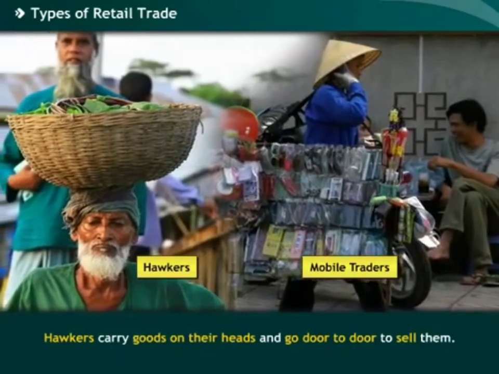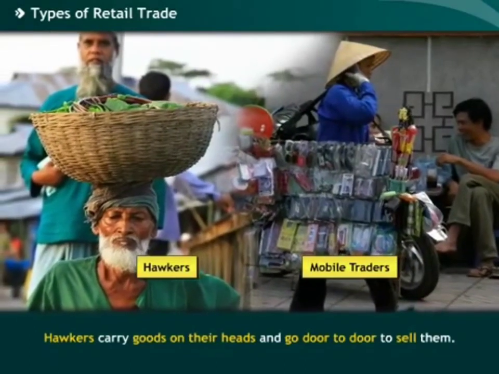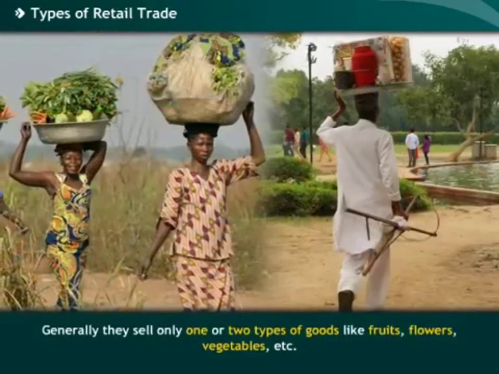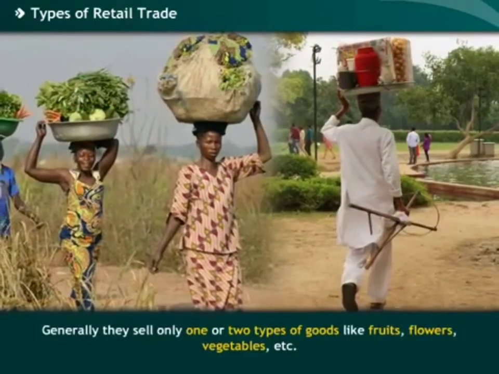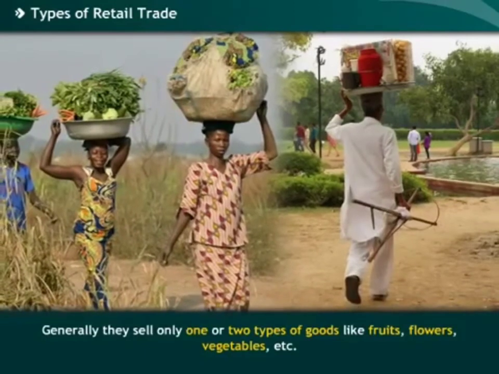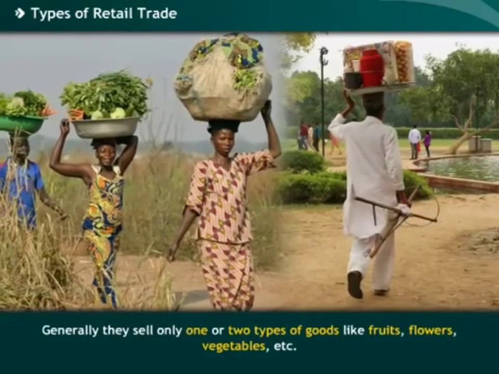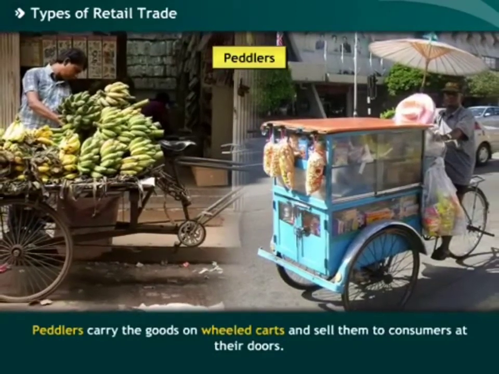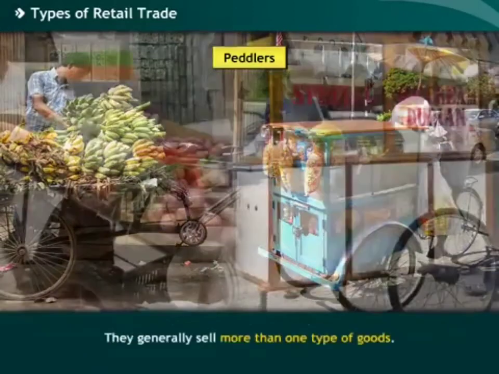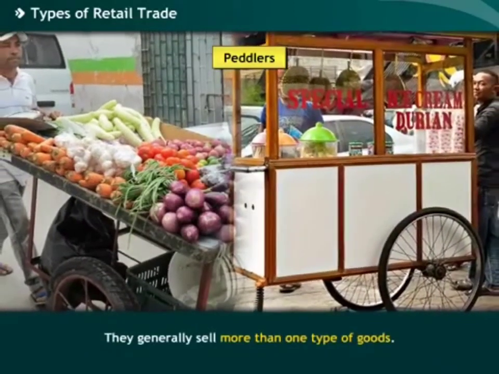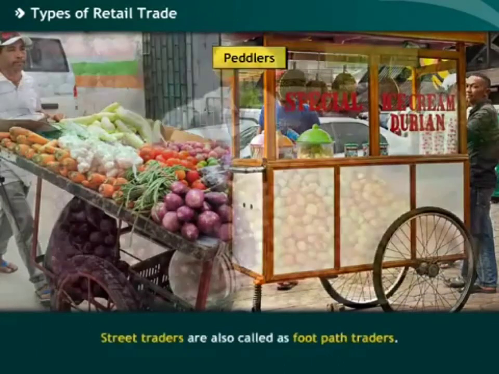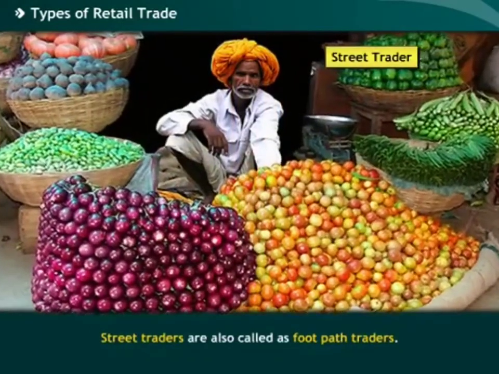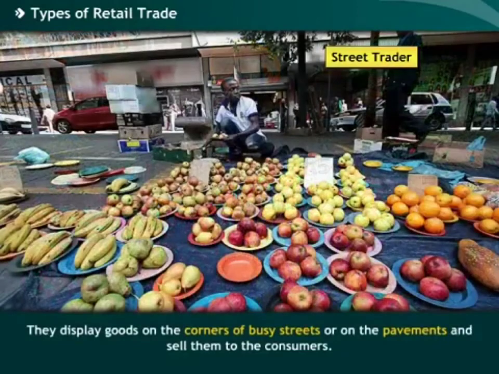Hawkers carry goods by hand and go door to door to sell them. Generally, they sell only one or two types of goods like fruits, flowers, vegetables, etc. Peddlers carry the goods on wheeled carts and sell them to consumers at their doors. They generally sell more than one type of goods. Street traders are also called footpath traders. They display goods on the corners of busy streets or on the pavements and sell them to the consumers.